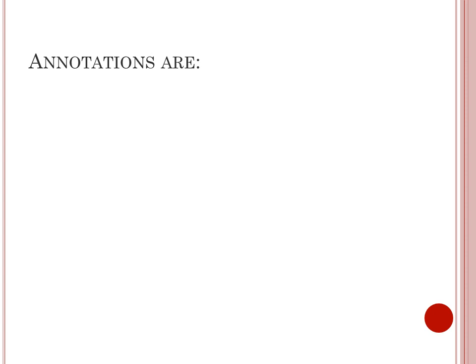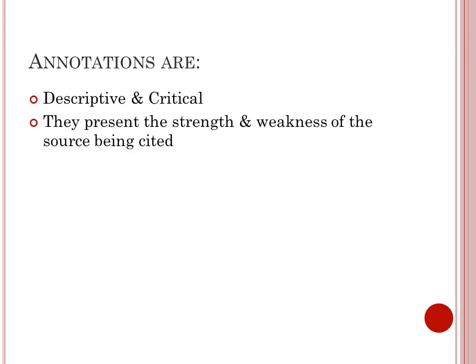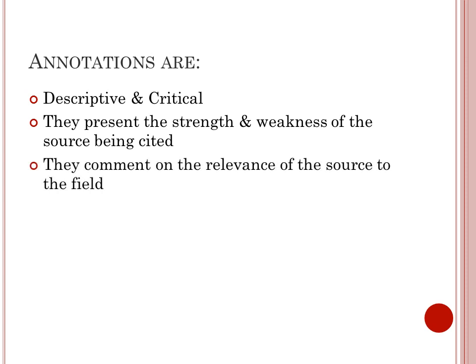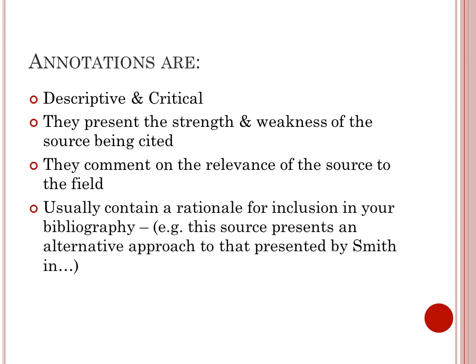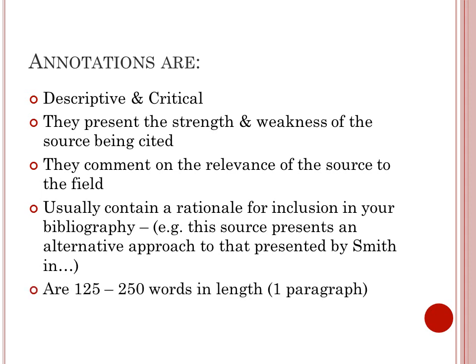These annotations are descriptive and critical. They present the strengths and weaknesses of the source being cited. They comment on the relevance of the source to the field, and usually contain a rationale for their inclusion in your bibliography. For example, you might include a source because it presents an alternative approach to that of another author used in your paper. In terms of their length, they are typically 125 to 250 words in length, or no more than one paragraph.